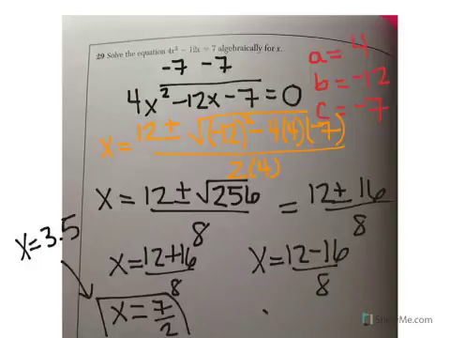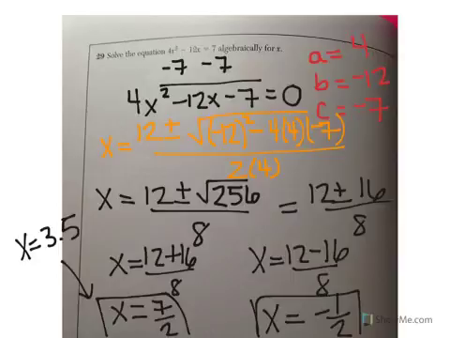And then your other root, the other x value, 12 minus 16 is a negative 4. Negative 4 divided by 8 is a negative 1/2. And if you wanted to write it as a decimal, this would be x equals negative 0.5, whichever you prefer, fractions or decimals.